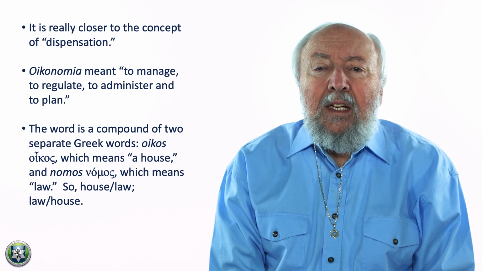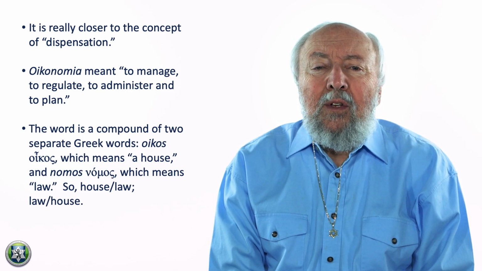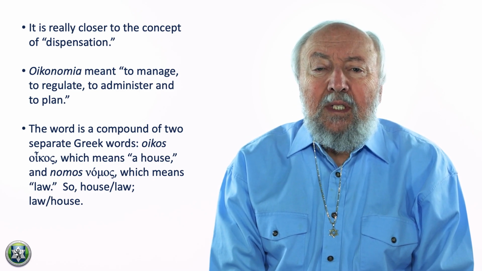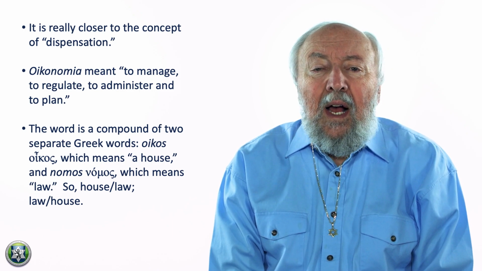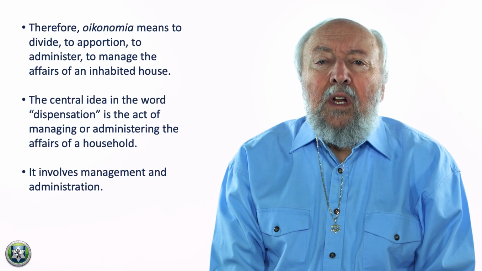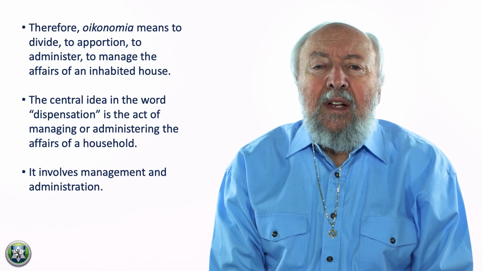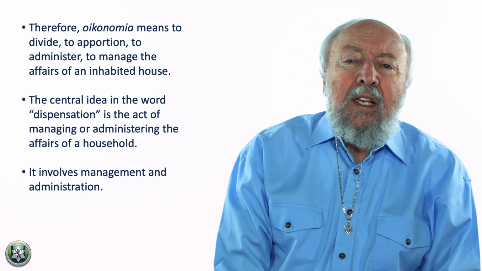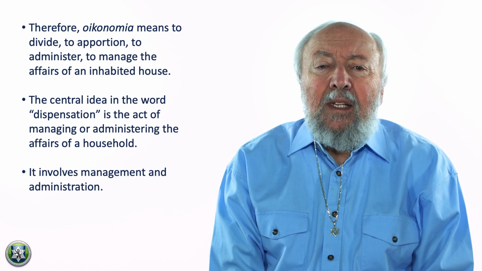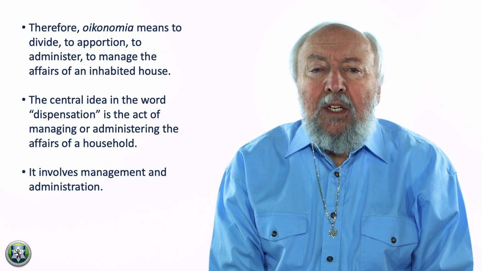Oikonomia means to manage, to regulate, to administer, and to plan. The word is a compound of 2 separate Greek words, oikos, which means a house, and nomos, which means law. So house law, law house, is the essential meaning of the term. Therefore, oikonomia means to divide, to apportion, to administer, to manage the affairs of an inhabited house. The central idea of the word dispensation is the act of managing or administering the affairs of a household. It involves management and administration.